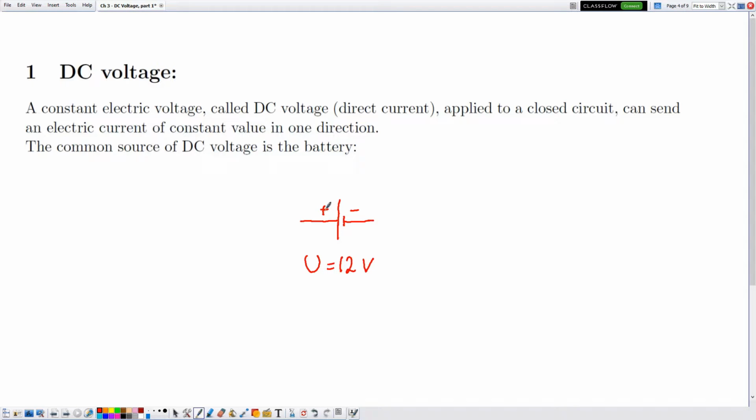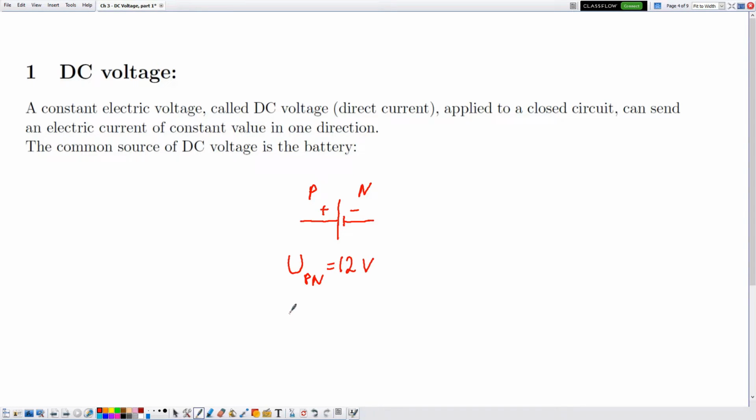Now because this is the positive pole, let's give it a name which is P. P stands for positive. And as for the negative pole, let's give it another letter, which is N. So this is the name of this terminal. Then the voltage of this battery is given by U equal to 12 volts. So now if we are measuring this voltage from the positive pole to the negative pole, this voltage UPN is positive. UPN is equal to 12 volts.